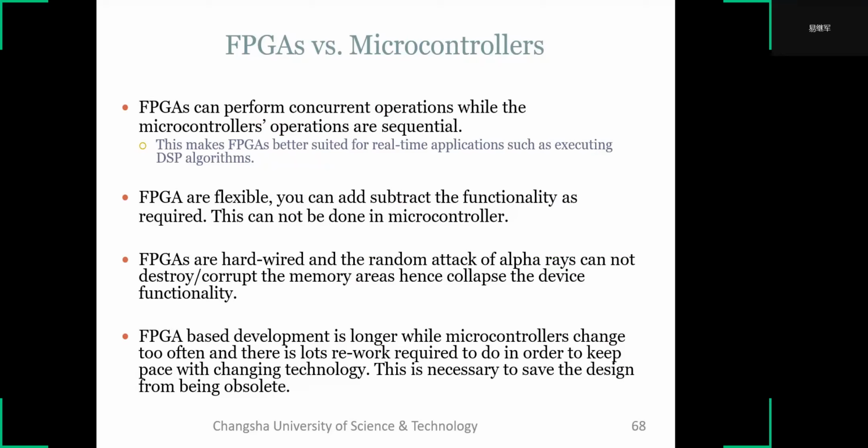FPGAs are hardware. The random attack of alpha rays cannot destroy memory, whereas in a microcontroller it can corrupt the memory area and hence collapse the device's functionality.